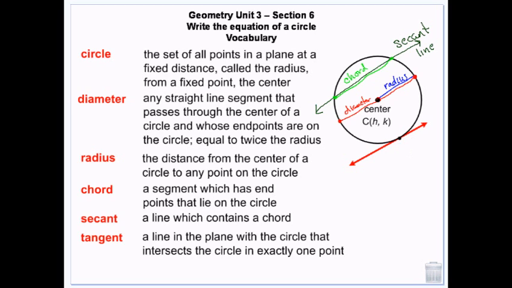The tangent line only touches the circle at one point. Tangent has an N in it. It basically skims along the edge and hits the circle once and keeps going. It's like tag, right? It runs past it and goes tag and keeps going.